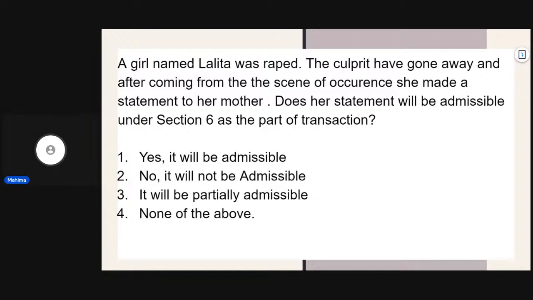A girl named Lalita was raped. The culprit had gone away, and after coming from the scene of occurrence, she made a statement to her mother. Will her statement be admissible under section 6 of the Evidence Act as part of the same transaction? Yes, it will be admissible. No, it will not be admissible. It will be partially admissible. None of the above.